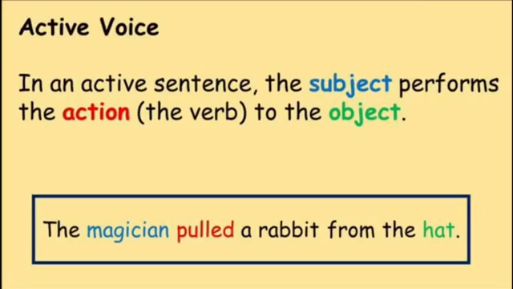So as you can see, the word magician is the subject. The action, the verb, is obviously pulled. And then the word hat is the object. Okay, so that's an active voice. Okay, that sentence is written in an active voice.